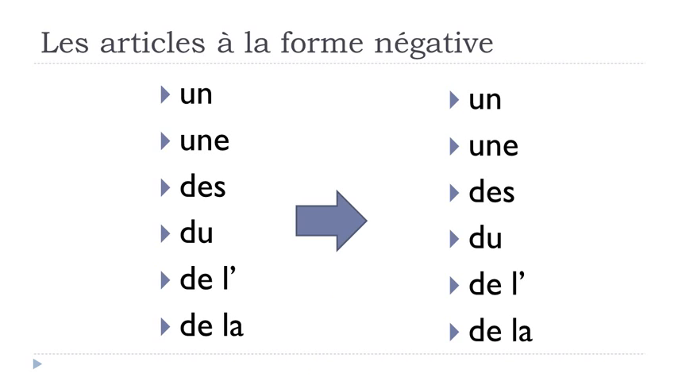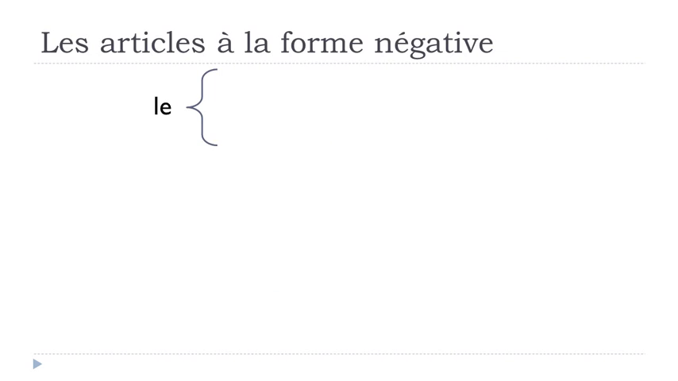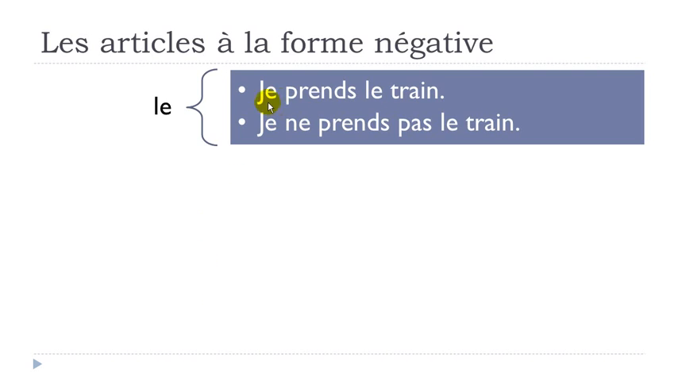Okay, so now we'll see the definite, les articles définis. And so we've got for the masculine le, so it's the equivalent of the in English, but then we've got the difference between the masculine, the feminine, and the plural. So le, have a look at this. Je prends le train. Prendre is to take, le train, the train. Je ne prends pas le train. So the article doesn't change at all. You just put it back, even if it's the negative form.